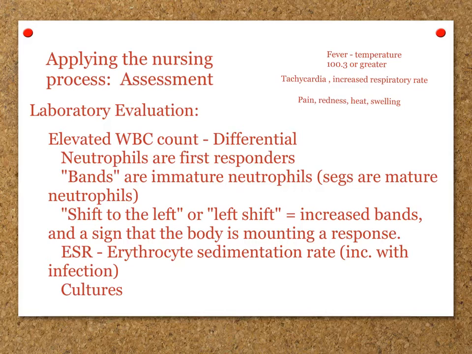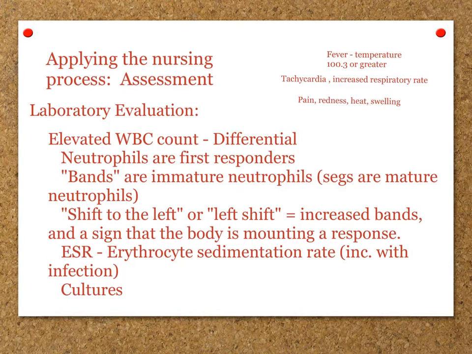So a CBC with diff will take all the different red counts and all the different white counts and split them off into all the different subtypes of cells that there are. Again, don't get too fancy. I'm just giving it to you so you understand it, because you'll hear terms in clinical. So neutrophils are your first responders. They're like the front line of the white count.